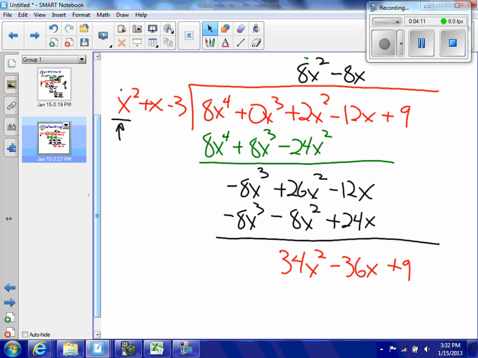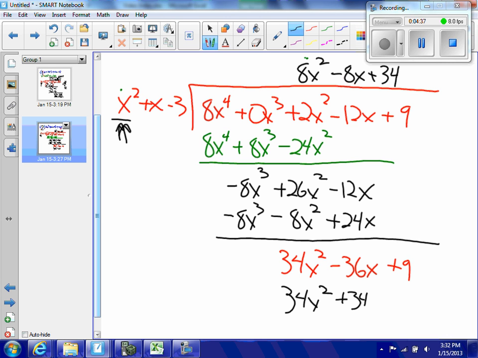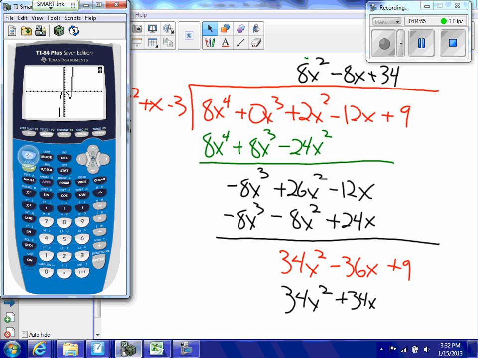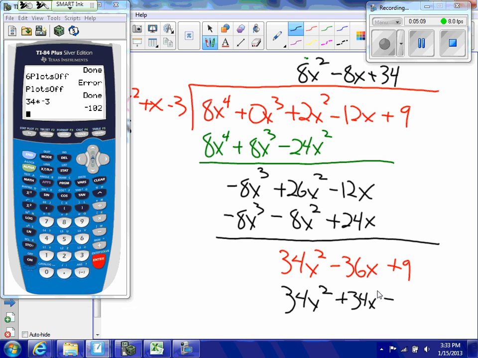Well, it looks like I need to find something to multiply x squared by to give me 34x squared, and I think that is going to be a positive 34. So positive 34 times x squared gives me 34x squared. 34 times x gives me a positive 34x. Something told me I made a mistake here. We'll find out in a minute. And then positive 34 times negative 3 is negative 102. So minus 102. I don't know, maybe it'll work out. Yeah, this is going to work out to be the right answer.